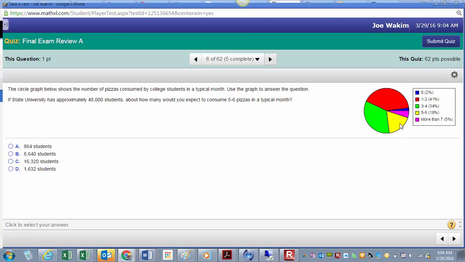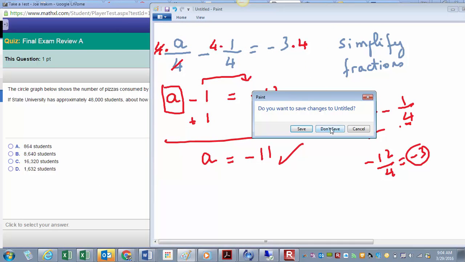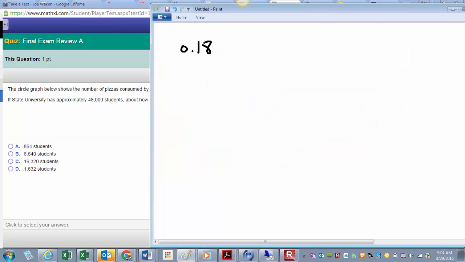So 5 to 6 pizzas, that's 18%, and then we have 48,000. So all we have to do is multiply 18% times 48,000. Now if you do that, you have to change the 18% to 0.18, because you can't multiply by a percentage. So to solve this problem, we're looking at 0.18, which is equal to 18%. We're going to multiply 0.18 times 48,000. And of course, we can do this the long way. So let's do the long way.